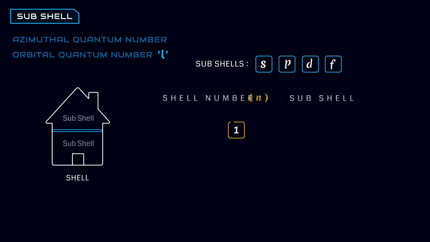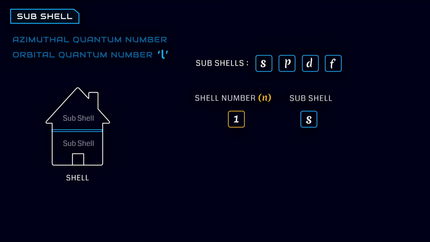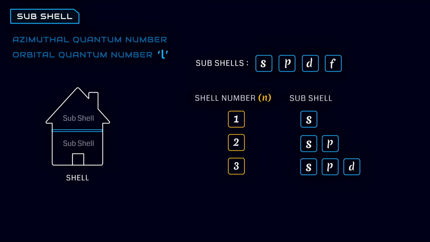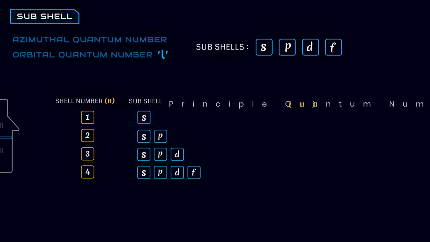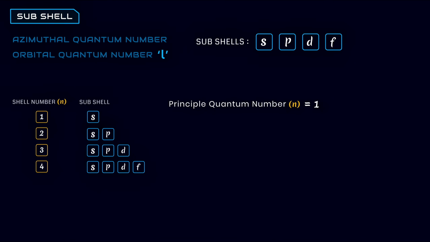The first shell has only one subshell, S. The second shell has 2 subshells, S and P. The third shell has 3, S, P, and D. The fourth shell has 4, S, P, D, and F. The principal quantum number of shells starts at 1 and continues with positive integers, but the azimuthal quantum number for each shell takes values from 0 to n-1.